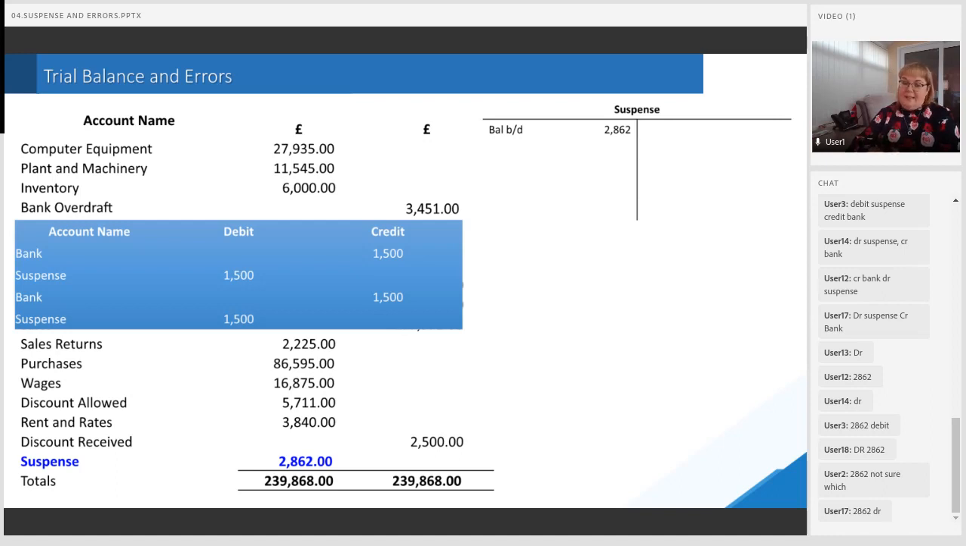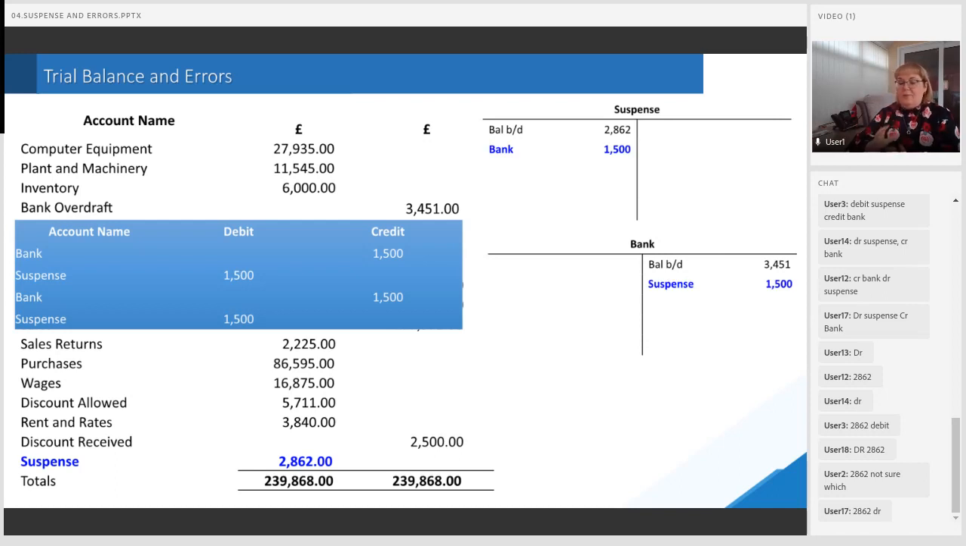The bank is the figure that we need to amend, and we can see that because that's the figure in the journal. So I'm going to get myself a bank T account, and I'm going to have a balance brought down in there of 3,451. That balance brought down is the balance you can see in the trial balance. It's an overdraft. It's a credit balance, I owe the bank. And then I'm going to process the journals. So I'm going to credit the bank with 1,500 and debit suspense.